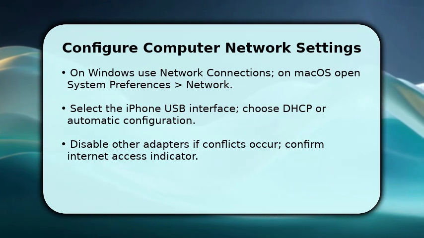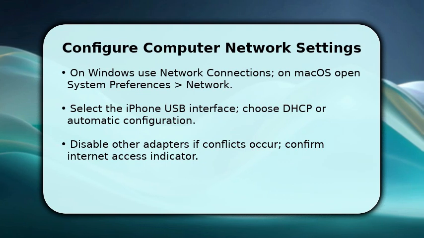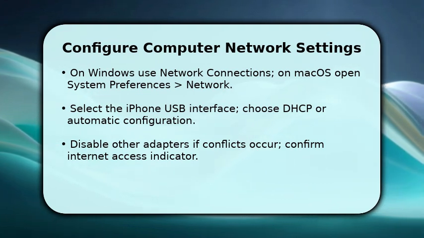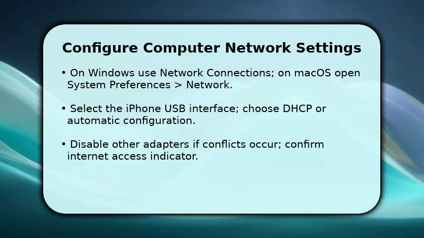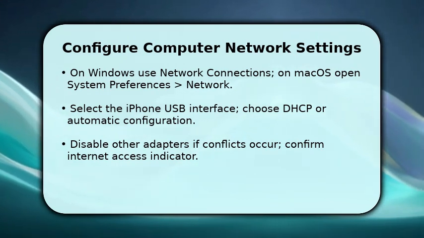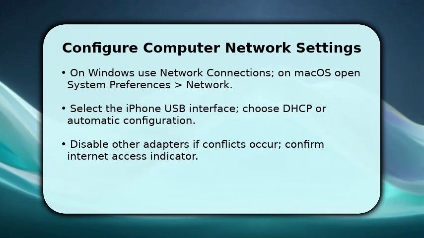Make sure the interface is set to obtain IP automatically, DHCP, so the phone hands out an address. If you see multiple active adapters, temporarily disable Wi-Fi to force use of the USB link.